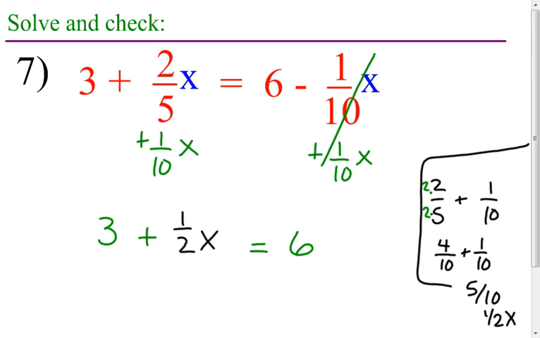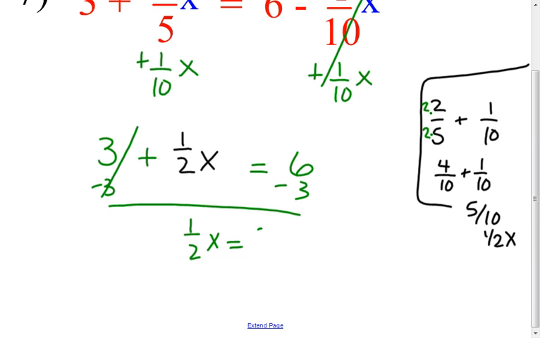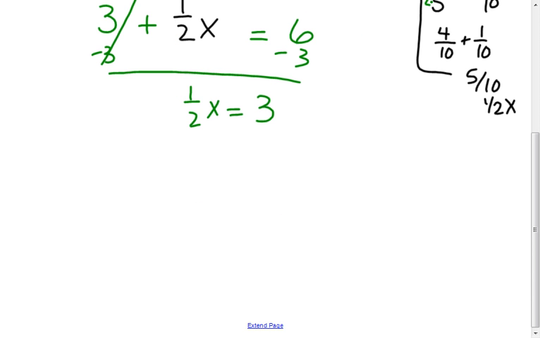All right, and now we've got all of our x's combined together, and I will move my constants, so I will subtract 3. And then you'll get 1/2 x equals 3. And of course you want to do the opposite of multiplying by 1/2. And to make that be 1 in front of the x, I will multiply by the reciprocal, which is 2/1. That will drop. And 3 times 2 over 1 gives me 6.